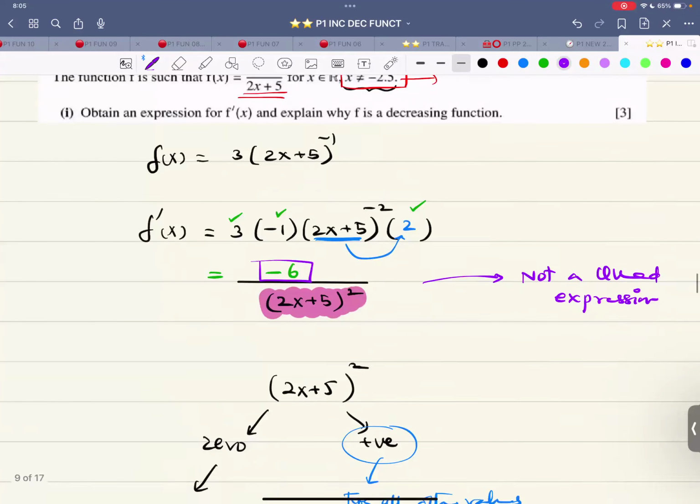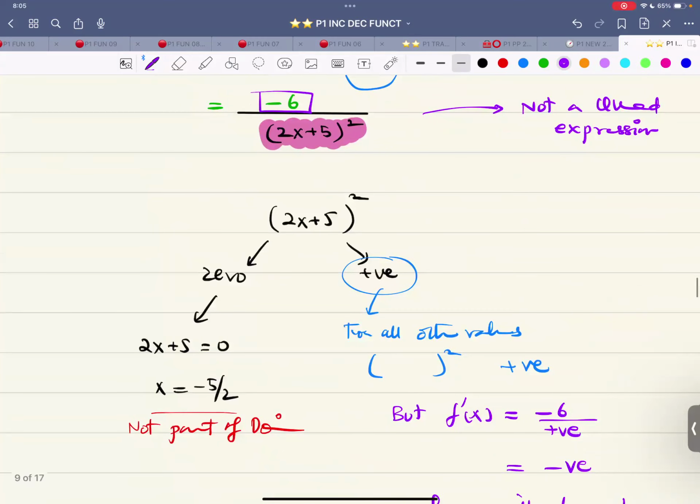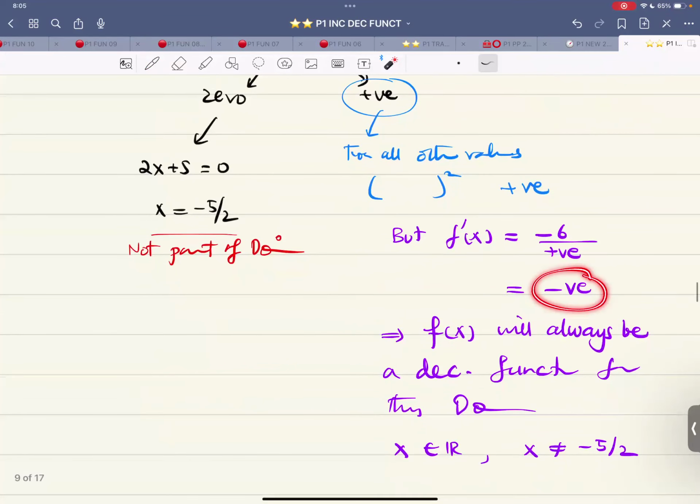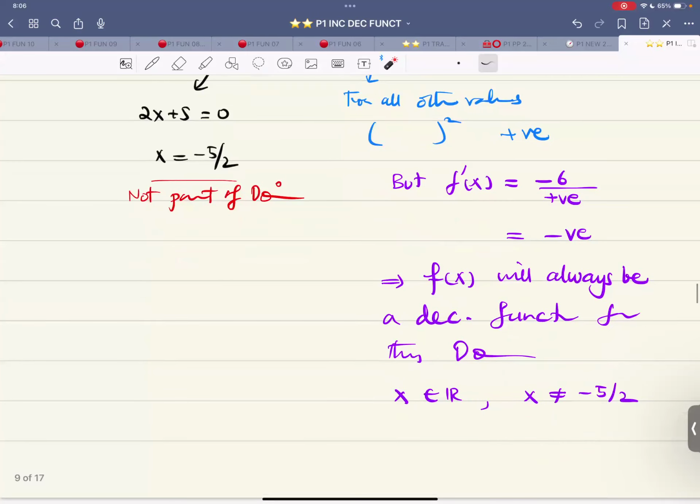Question number 7. It's just the same thing as before, except quadratic concept cannot be applied because it's not a quadratic expression. It will always be positive, but this minus 6 ruins everything. It makes it negative. Since f prime x will always be negative, therefore f x will always be a decreasing function.